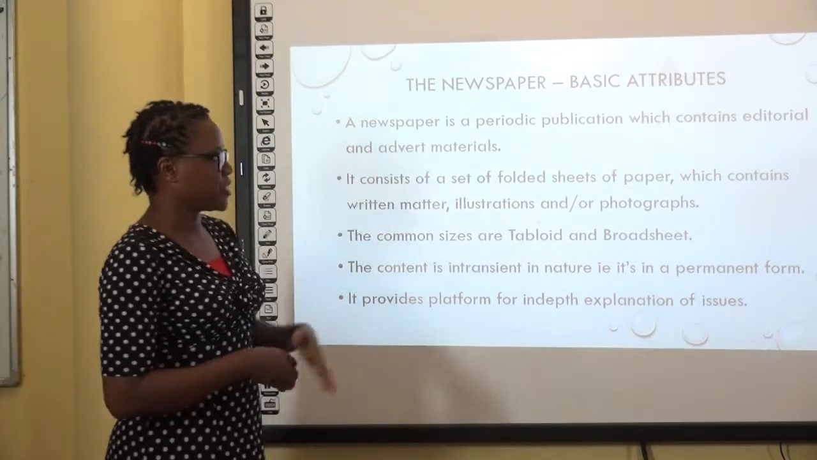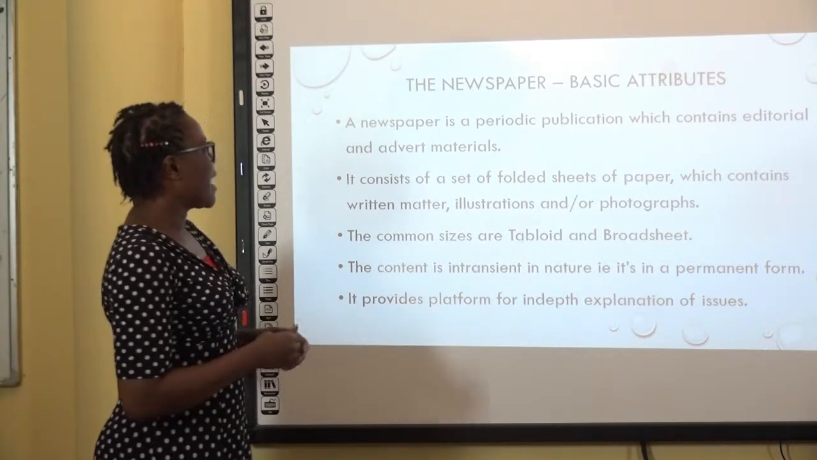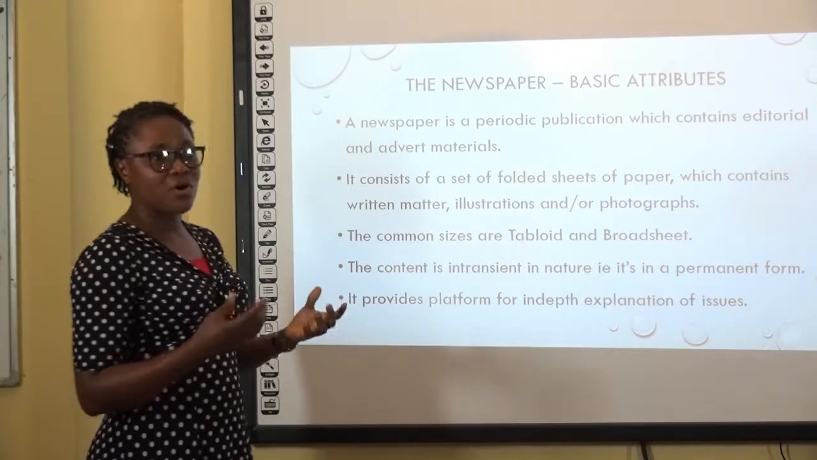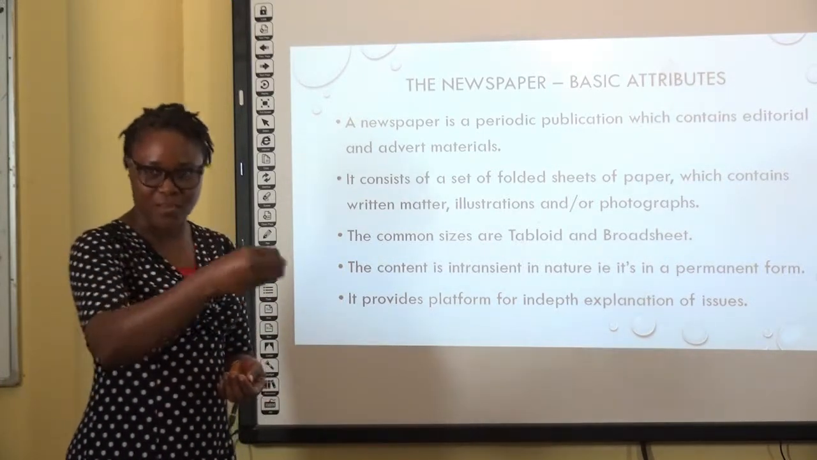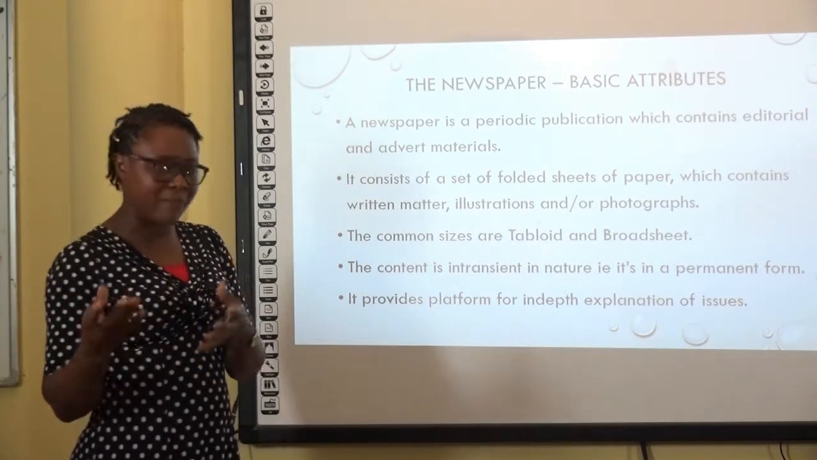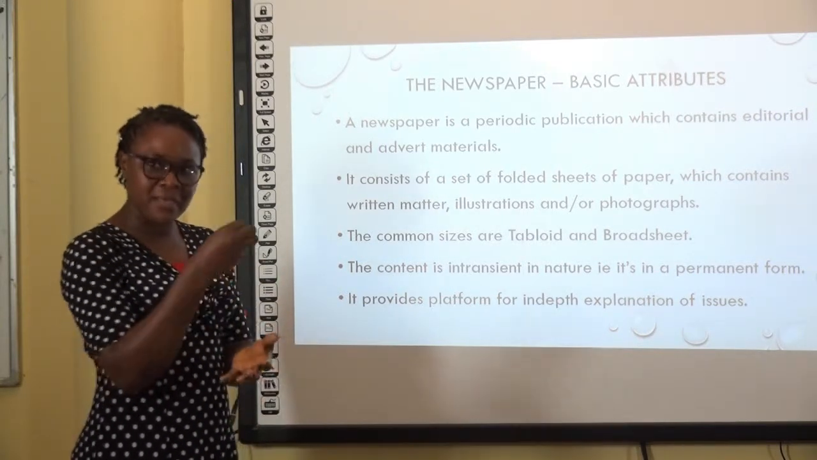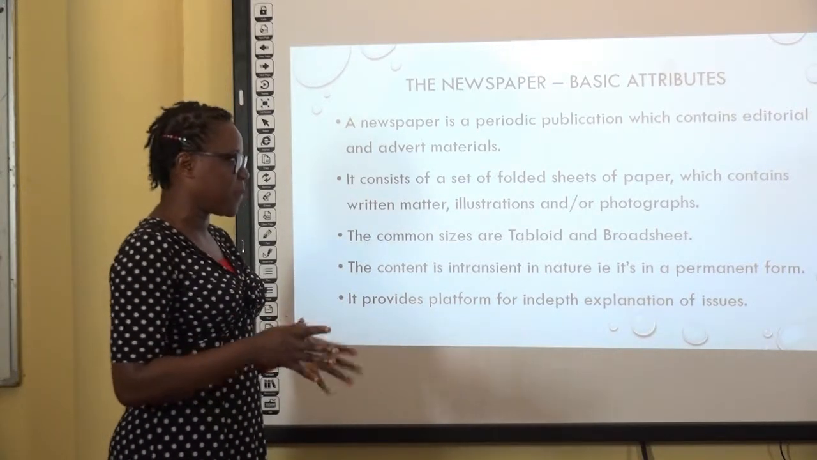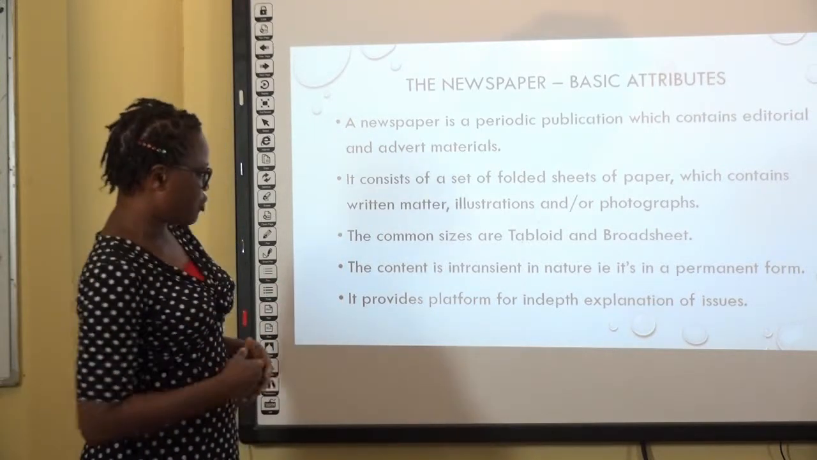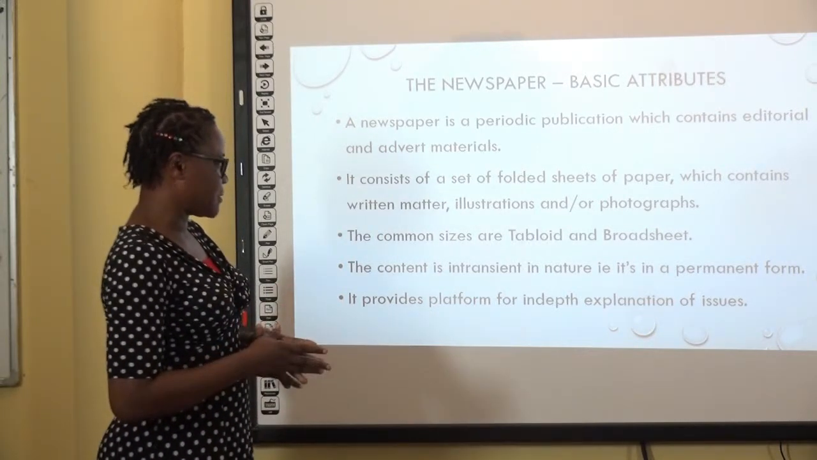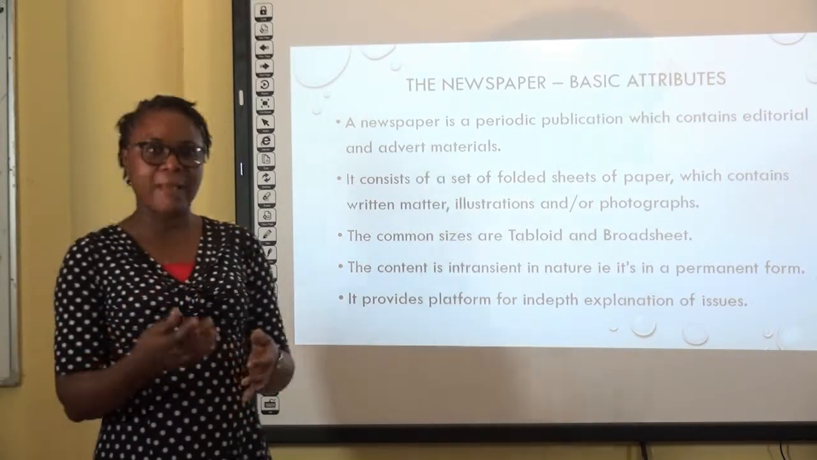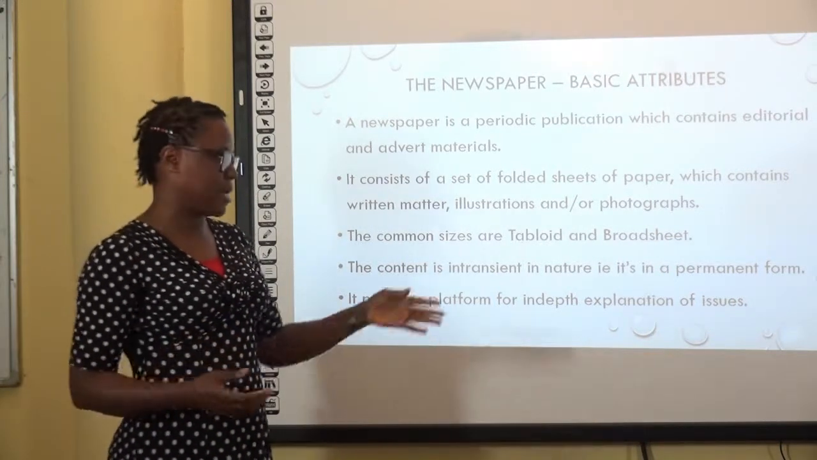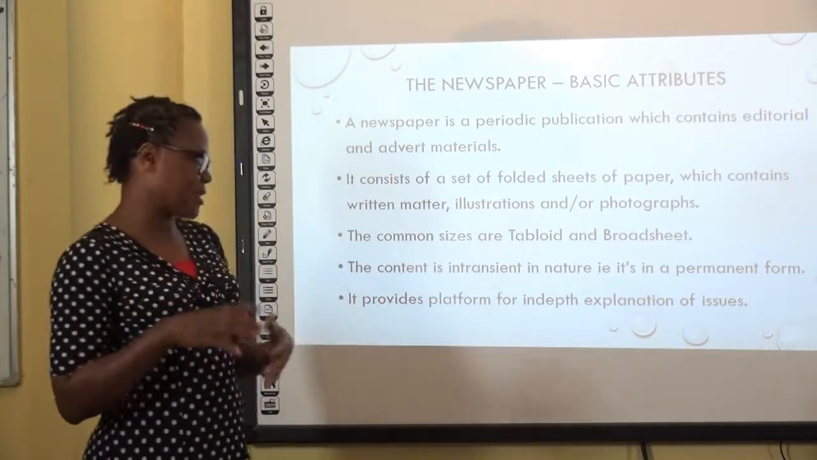A newspaper is periodic. It contains editorial and advert materials. Of course, you also find out that television and other channels of mass communication have those, but for newspaper you have them in printed form. Then it consists of a set of folded sheets of paper which contains written matter, illustrations, and or photographs. Now we have the common types, the tabloid and the broadsheet. The one we are going to be publishing here is tabloid, A2 size to be precise.